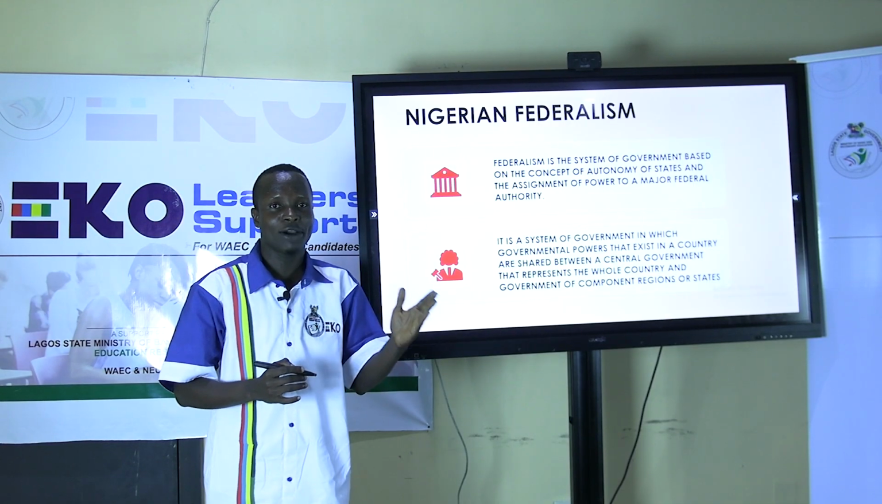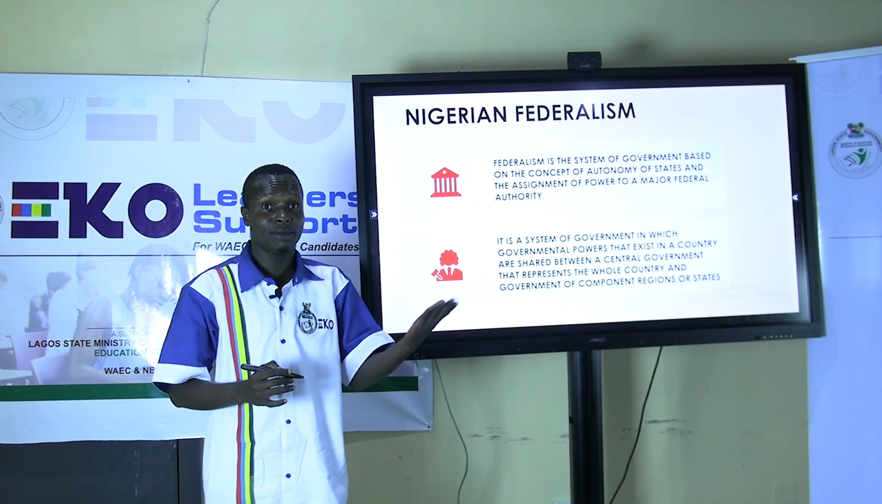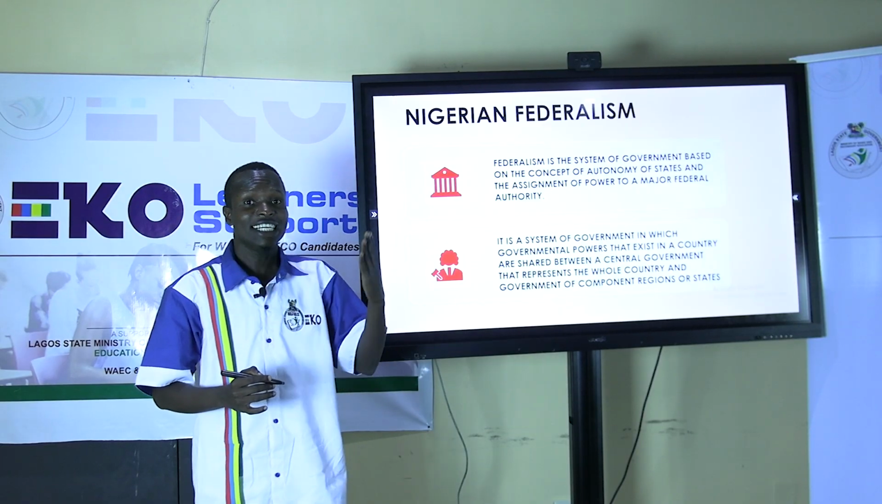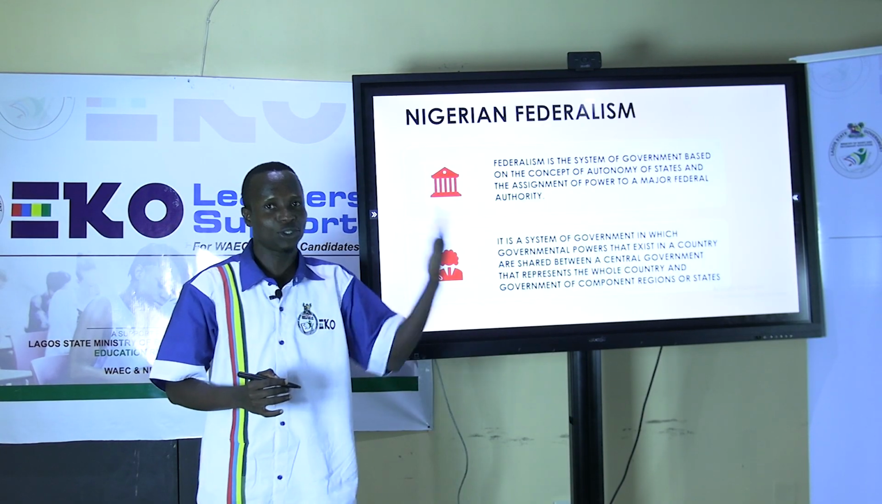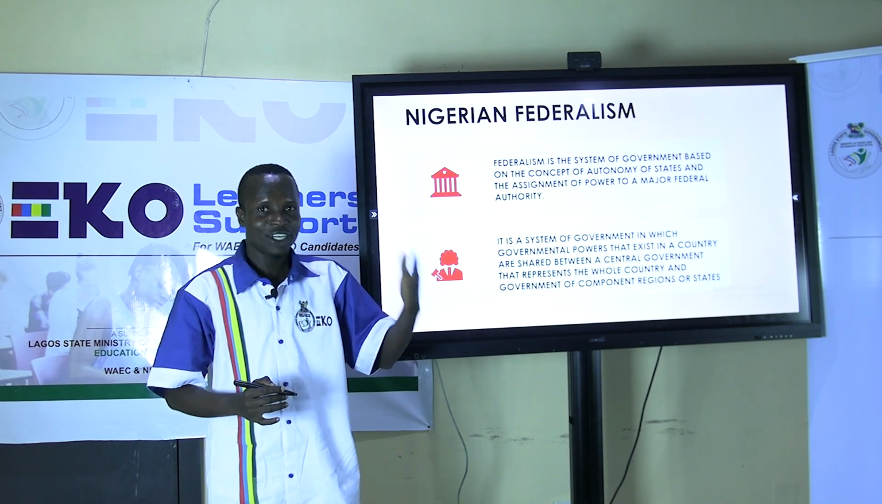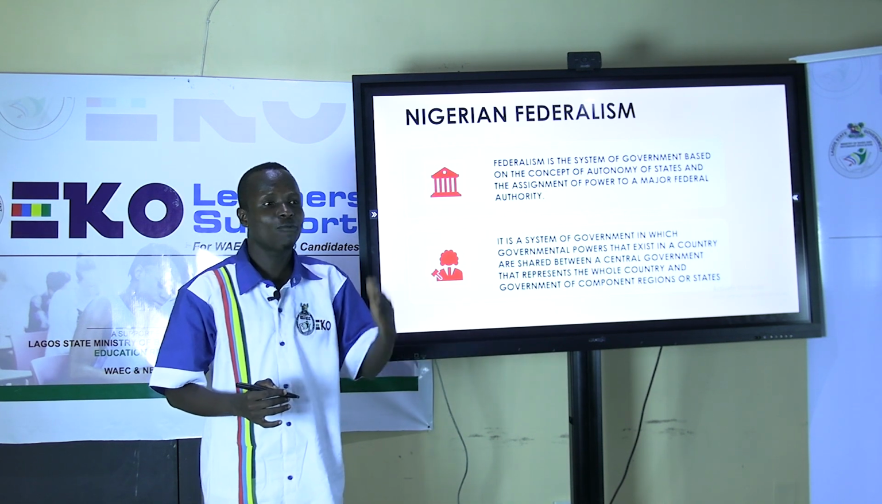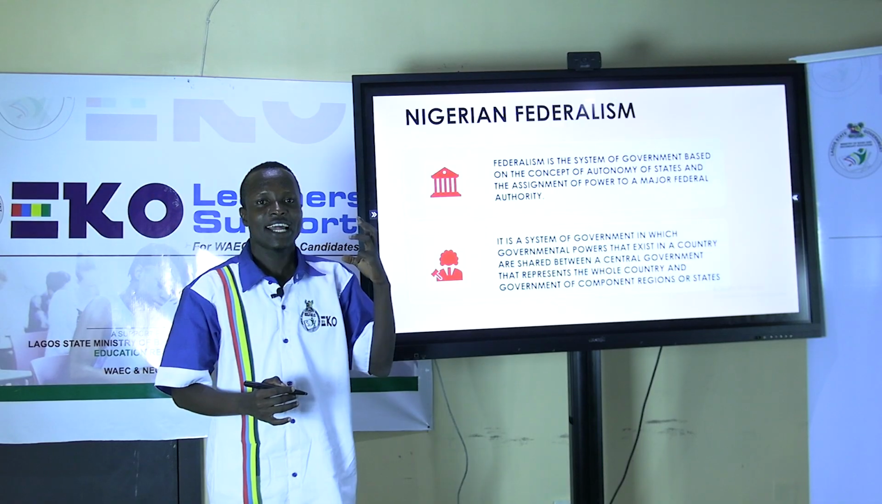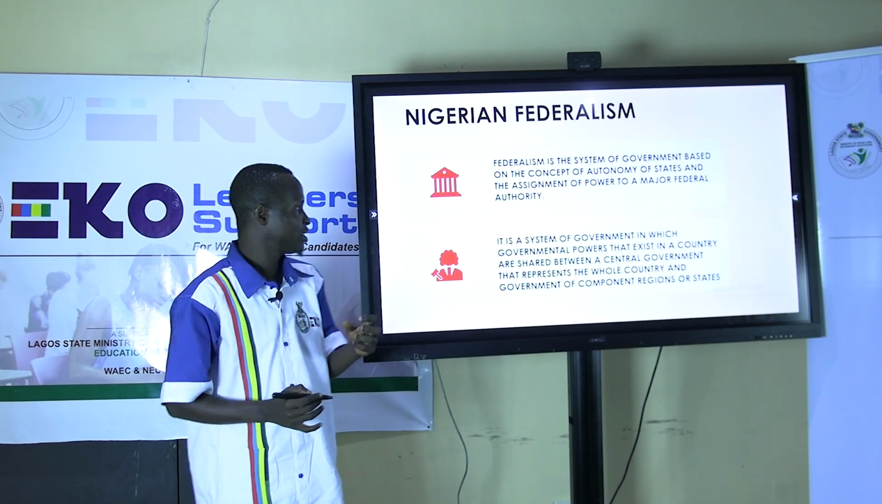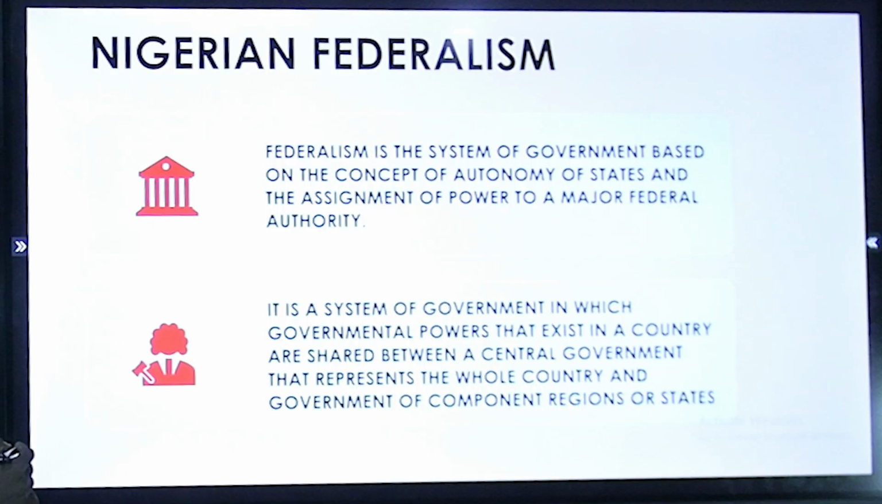The division of power. In some other textbooks, they usually write concentration, division, separation, which still means the same thing, of power among the 3 tiers of government. It also means a system of government in which governmental power that exists in a country is shared between the central government that represents the whole country and the governments of component regions or states.